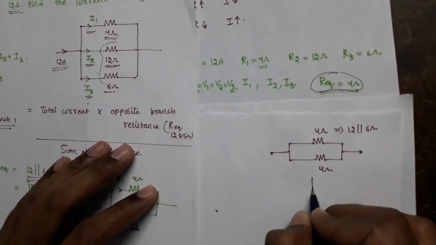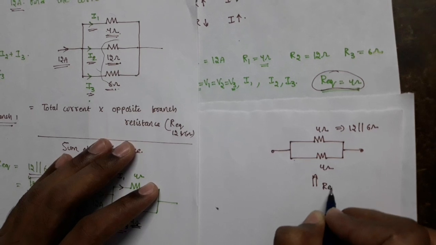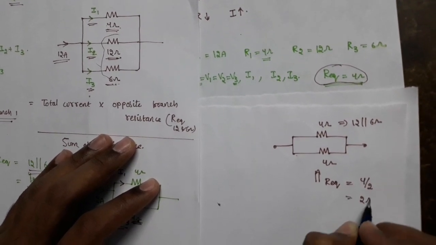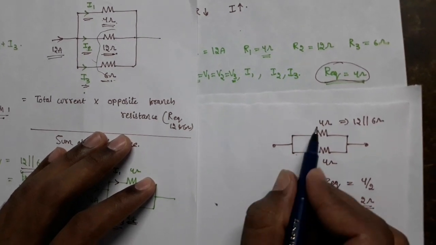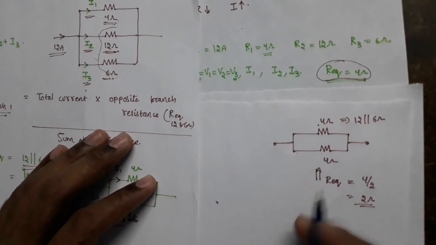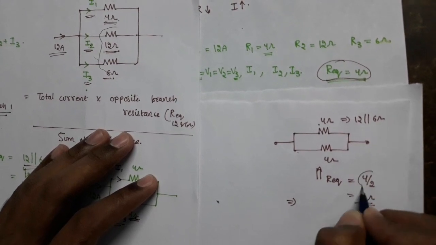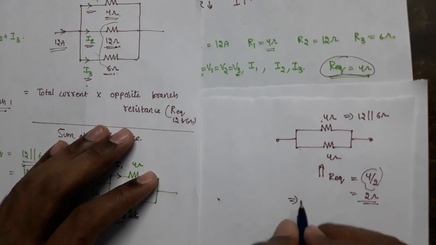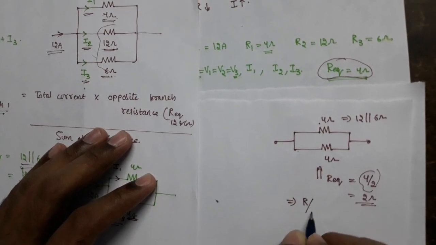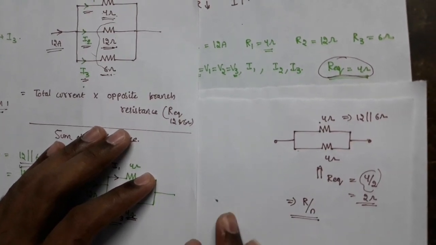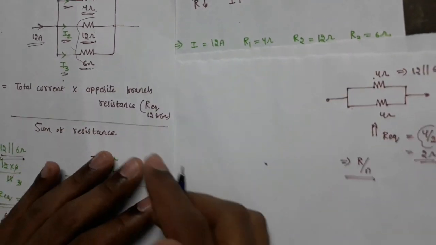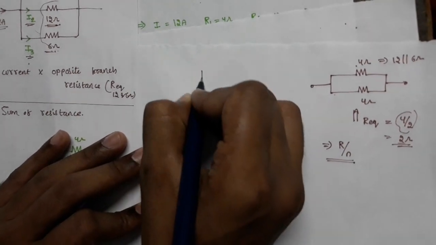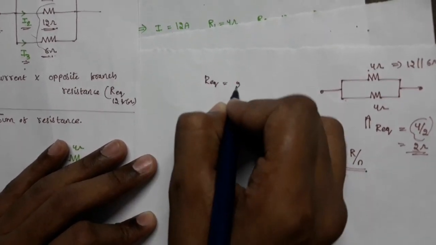From here if you see the circuit, you can get the R equivalent of 4 by 2, that is equivalent to 2 ohms. As these two resistances are equal and connected in parallel, I have taken like this. If n resistances are connected in parallel with R as resistance, it is R by n. I have told you before. So we have got R equivalent of 2 ohms.